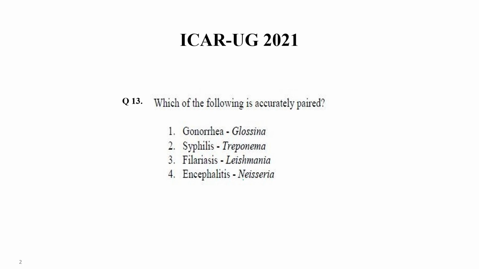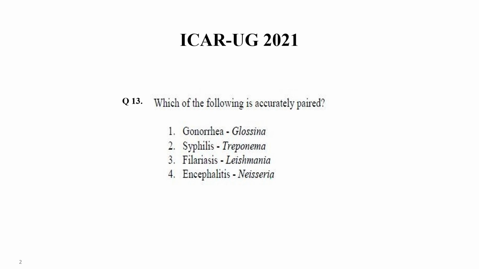Next, which of the following is accurately paired? Gonorrhea, syphilis, filariasis, encephalitis. Encephalitis, Neisseria; filariasis, Leishmania; syphilis, Treponema; gonorrhea, Glossina. You have to learn the name of the disease and their causative agent. Then only you can solve these types of questions.